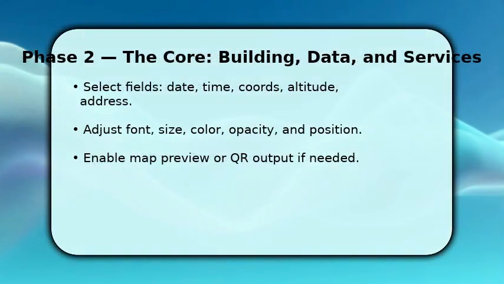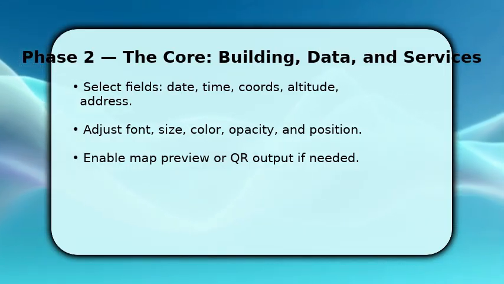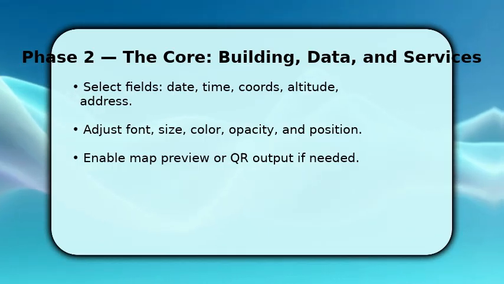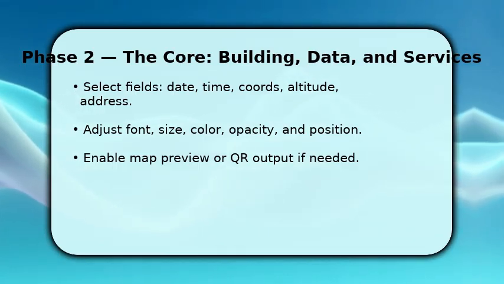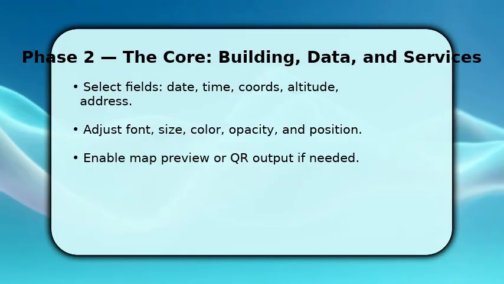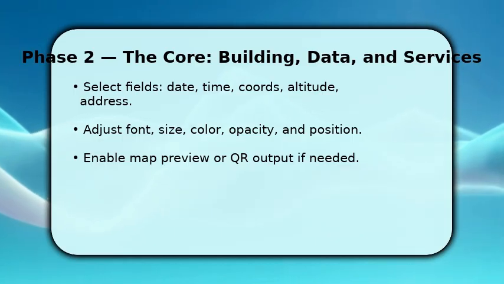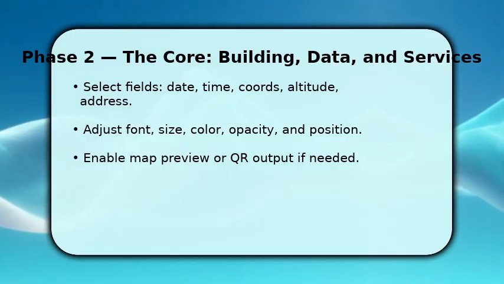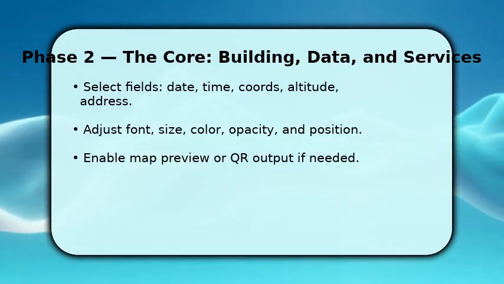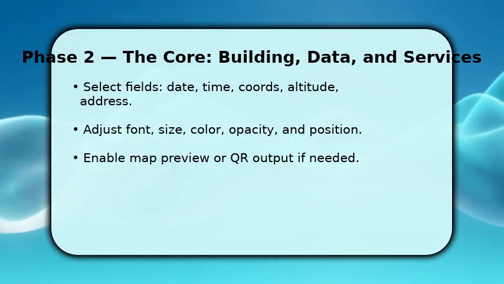Now configure what appears on the image. Choose date, time, coordinates, altitude, and address so every photo carries the context you need. Make sure to adjust font, size, color, opacity, and position. A light font on dark areas improves legibility. Move it away from subjects. Once set, enable map preview or QR output if you want visual verification or machine-readable data.